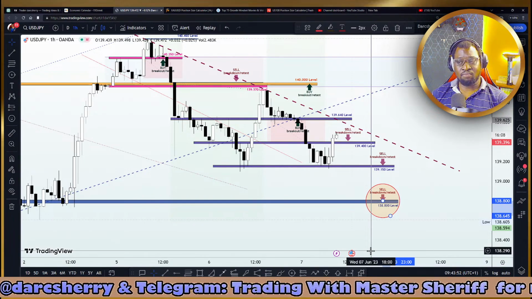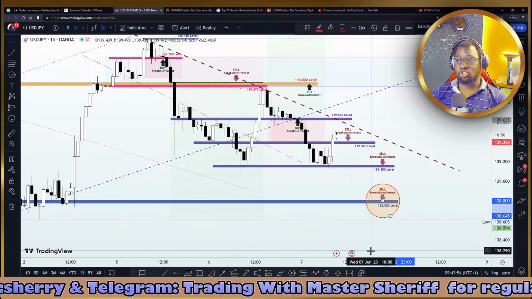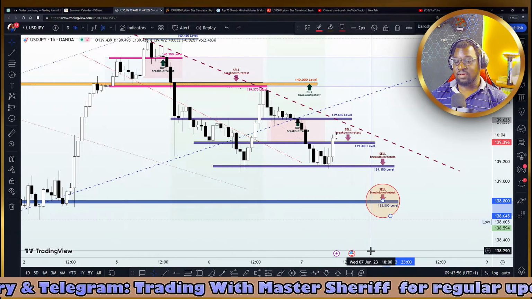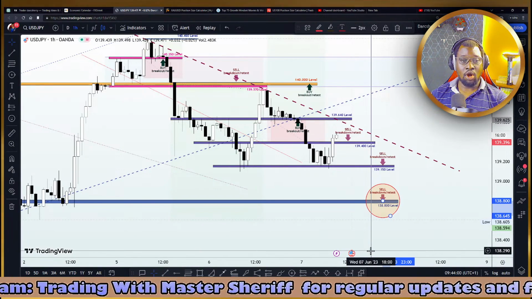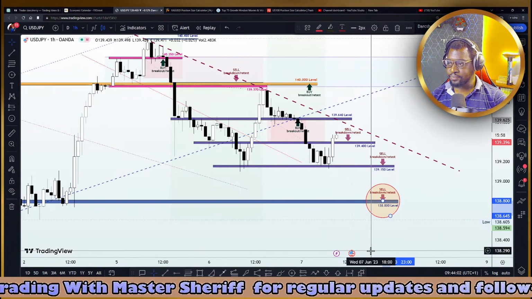So let's keep monitoring price action from the structure, and I will be with you in the comment section of both my TradingView and Telegram platforms to give you updates as and when due.